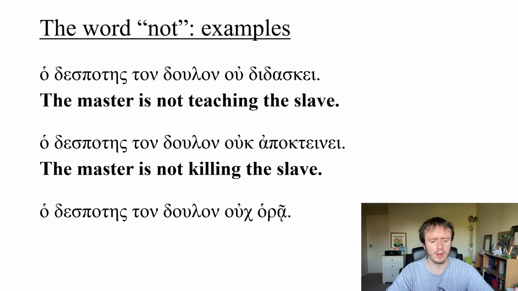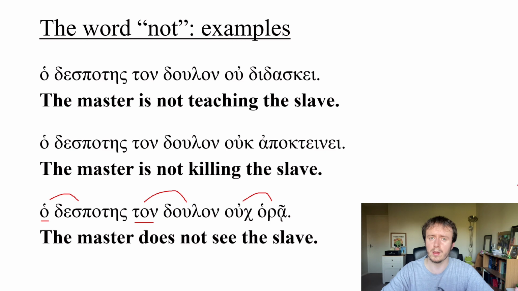And here is that sentence. "Ho despotes ton doulon ouch horai." The master is once again the subject, which we know from the definite article. At the end here, we've got ouch. Ouch is not, and horai is he, she, or it sees. And we know that the slave is once again the direct object from ton. And so this sentence is, the master does not see the slave. And I've put that on the screen for you. The master does not see the slave.